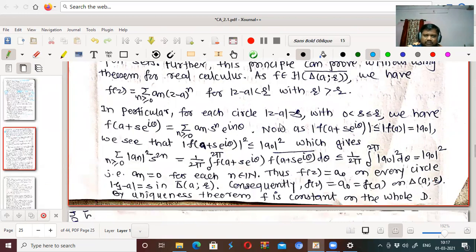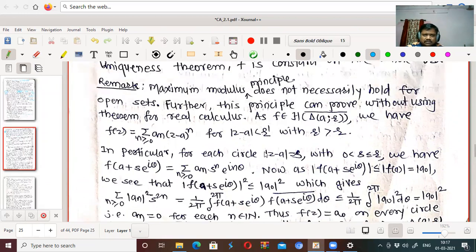Also, we can use one more way to prove the maximum modulus principle. If f is analytic in this disk, then we say that an analytic function can be expressed in terms of its power series expansion about z equal to a that we have taken. In particular, for each circle mod z minus a equal to s with s less than or equal to r and positive, we have f of a plus s e to the power i theta. This is also a power series expansion, we can write a n s to the power n e to the power i n theta for n greater than or equal to 0.